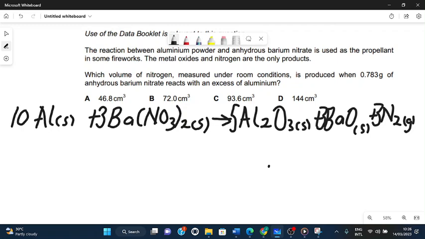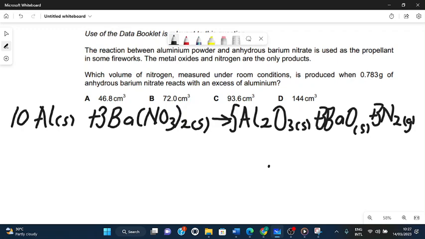Now the next step is to find which volume of nitrogen, measured under room conditions, is produced when 0.783 gram of anhydrous barium nitrate reacts with an excess of aluminium. Remember, I told you that 1 mole of any gas occupies a volume of 24 dm³. We want to calculate the volume of nitrogen, and here we have 3 moles of nitrogen. So it's going to be 3 times 24 dm³, which is 72 dm³ of nitrogen.